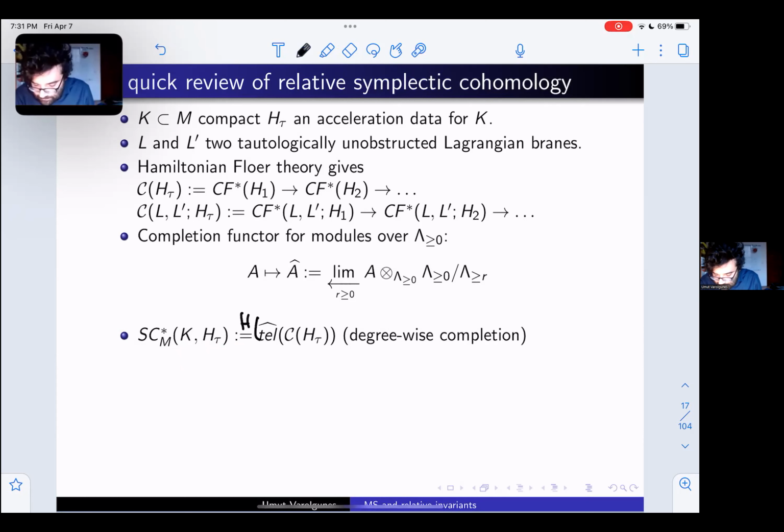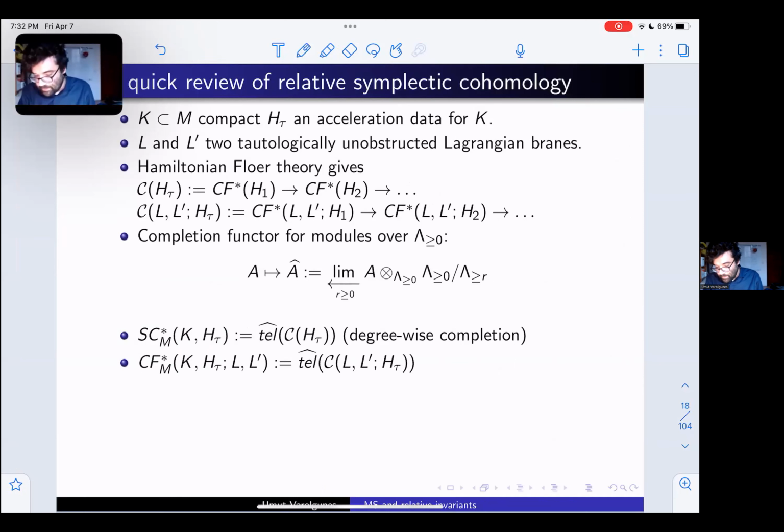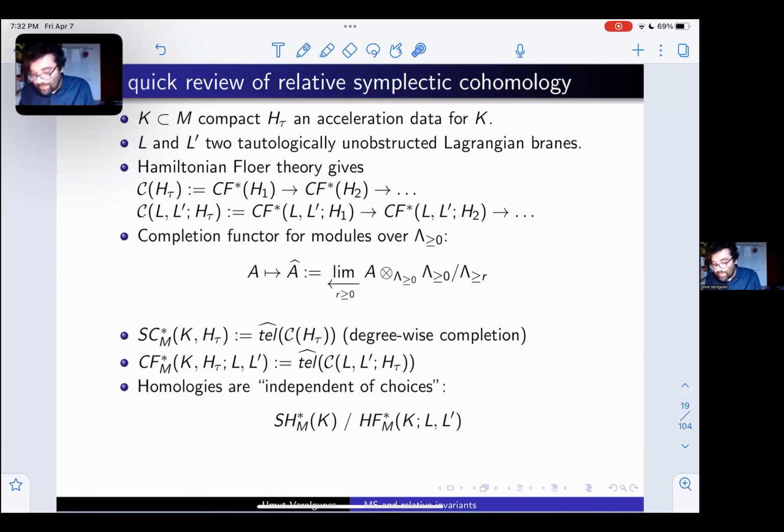So the homology of this thing is going to be the relative symplectic cohomology of this subset. Okay, and then the story is the same in the Lagrangian case. Again, you look at this telescope or homotopy colimit of this diagram, and then you do a degree-wise completion. And the point is that even though we made some choices here, this choice of acceleration data, the homologies are independent of those choices. They only depend on the compact subset and the Lagrangians here. So again, this is just some rigorous way of doing wrapping near the boundary.